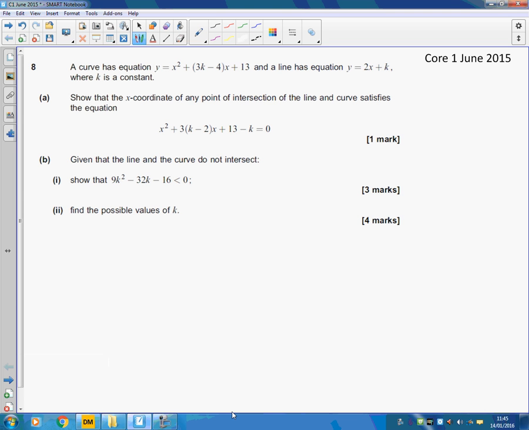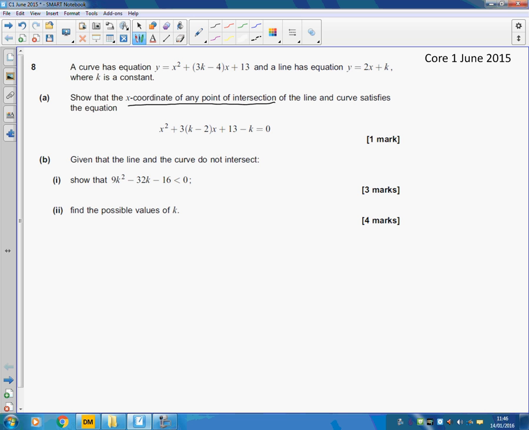Right, question 8, final question of the paper, is what some students would call the K question. And there's quite a lot of show that going on here. So, first bit is actually only worth 1 mark, but we've got a curve and a line, and it says the x coordinate of any point of intersection.